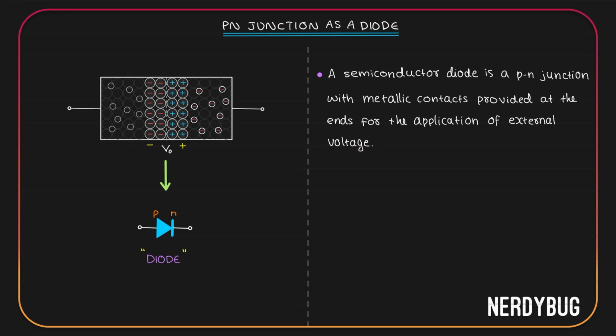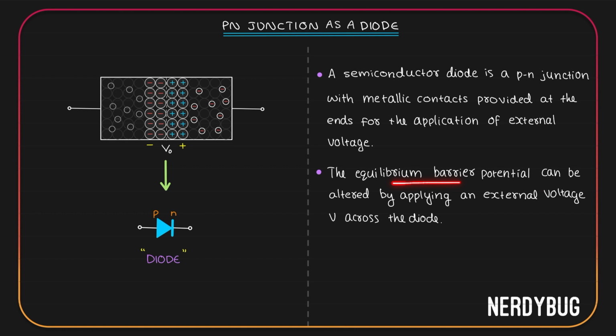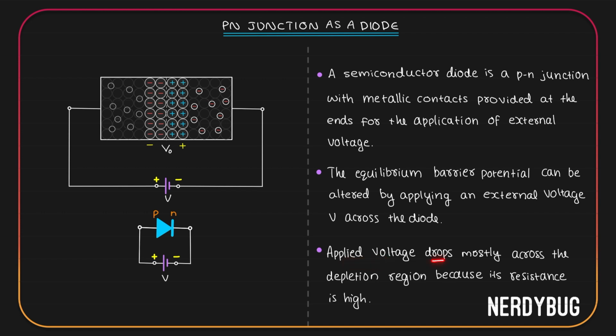Why do we need to apply external voltage? We do it because the equilibrium barrier potential can be altered by applying an external voltage V across the diode. Now, before we go forward, there is an important thing that you have to understand. It is that the external applied voltage will drop mostly across the depletion region because its resistance is high. First of all, why is its resistance high? Because in the depletion region, we don't have any carriers. It opposes the flow of holes from here to here and the electrons from here to here. That means it has high resistance to the current.